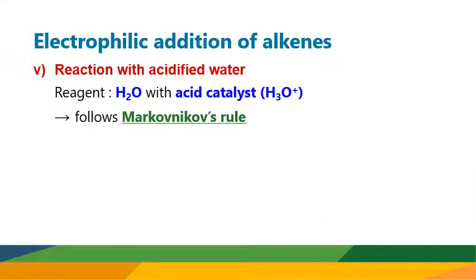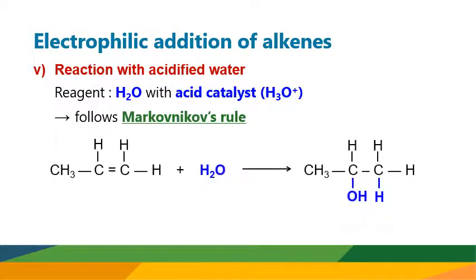The next example is the reaction with acidified water. The reagent used in this reaction is H2O with acid catalyst. The product will be determined by following the Markovnikov rules. For example, when we have a propene react with acidified water, it will produce an alcohol. The addition of the hydrogen atom will involve the carbon-carbon double bond with a greater number of hydrogen atoms. That gives a major product.